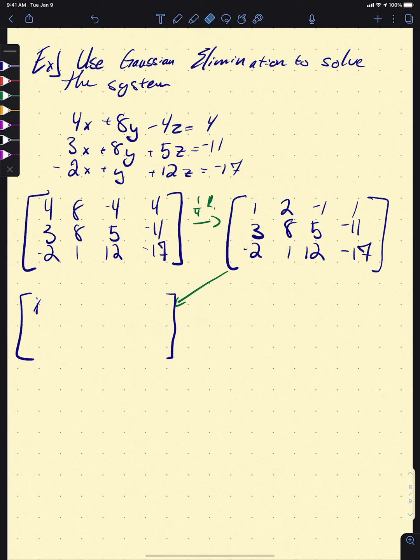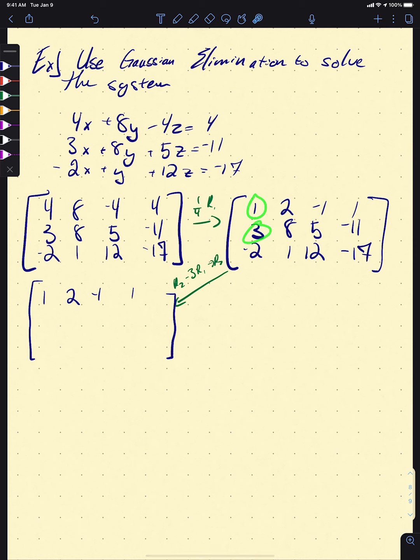So our first row is not changing, right? So that means I should write that one down, right? 1, 2, -1, 1. And so then what next is going to happen to my other rows? Well, to get this 3 to go away, I should take row 2, subtract from it 3 times row 1, and then use that to define row 2, right?